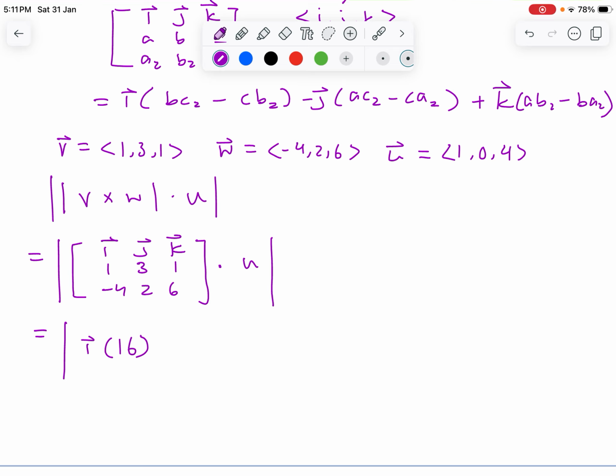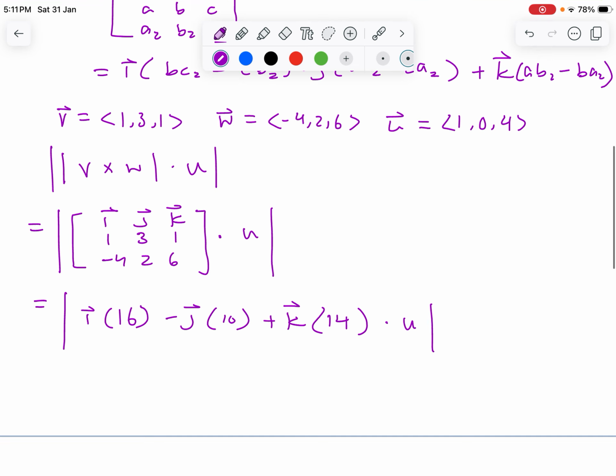Then we do J minus J times 6 times 1 minus 4. So that's basically 6 plus 4, which is 10. And then plus K. 2 times 1 minus 3 times -4. So 2 plus 12, which is 14. And then we multiply by U.